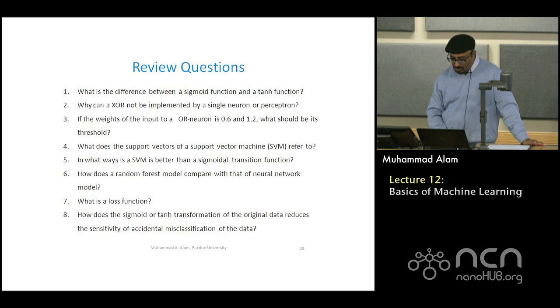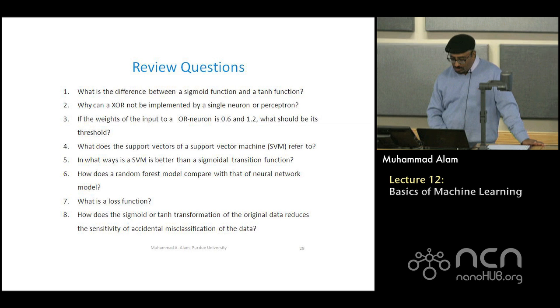Take a look at the questions quickly, and then we'll wrap it up today. Sigmoid functions and tan hyperbolic functions. I hope you remember both are symmetric. Perceptron is another way of that circle thing. That is called perceptron again, to give you a feel that it's complicated. Now, I think some of the support vector machine, I hope you remember. In what way is the support vector machine better than the sigmoid transition function?